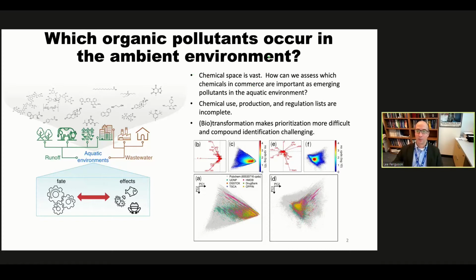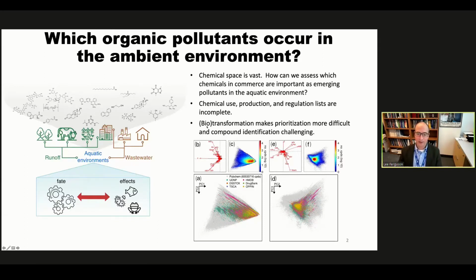Okay, so chemical space is really vast, and the question is, how can we assess which chemicals in commerce are most important as emerging contaminants in the environment, the aquatic environment, as well as others. This is also made challenging by the fact that chemical use and production and regulatory lists are incomplete. And then also, this is really a complex mixture that's made more complex by all of the chemical transformations that happen in the environment, in aquatic environments, and runoff from the environment, and wastewater, in air, and in the atmosphere.